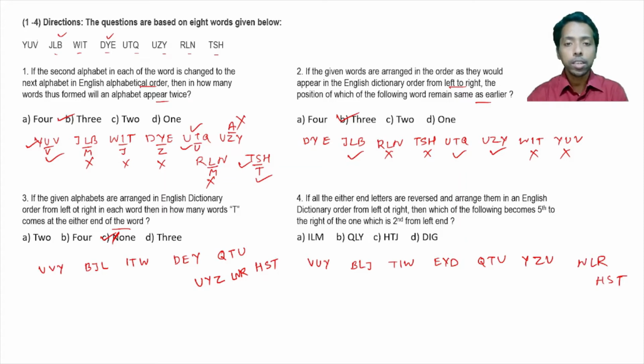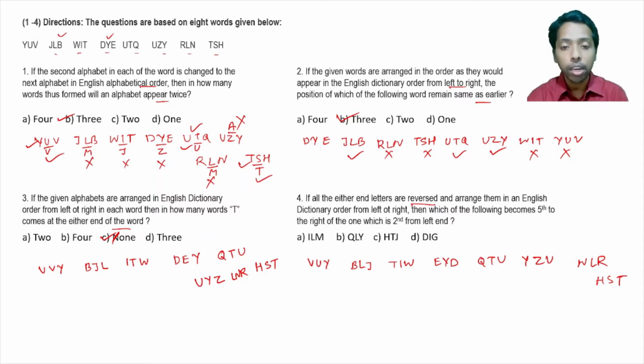Here one important thing you have to understand, it's saying that if all the either end letters are reversed, right? Either end letters are reversed. Mark my words carefully here. If all the either end letters are reversed, that means it's not talking about Y and V's position reverse. No. If that were the case, then it would be clearly mentioned that the position of either end letters would be exchanged, right? Not the reversed word. But here it's saying that all the either end letters are reversed.